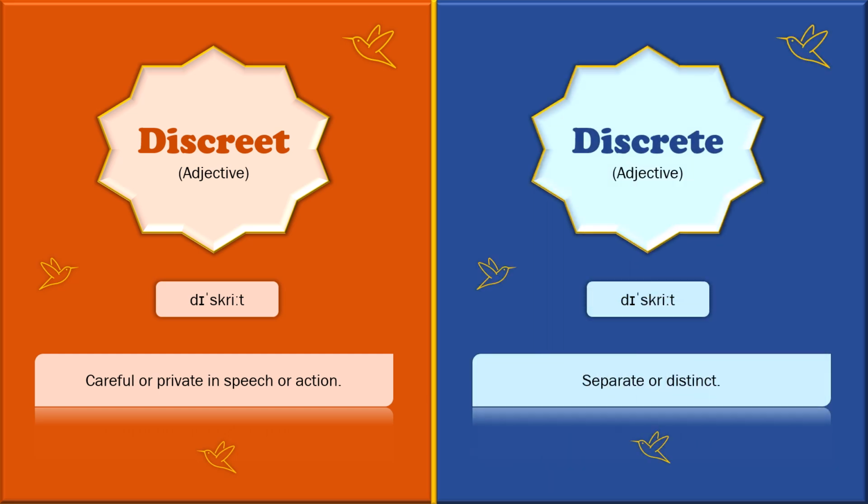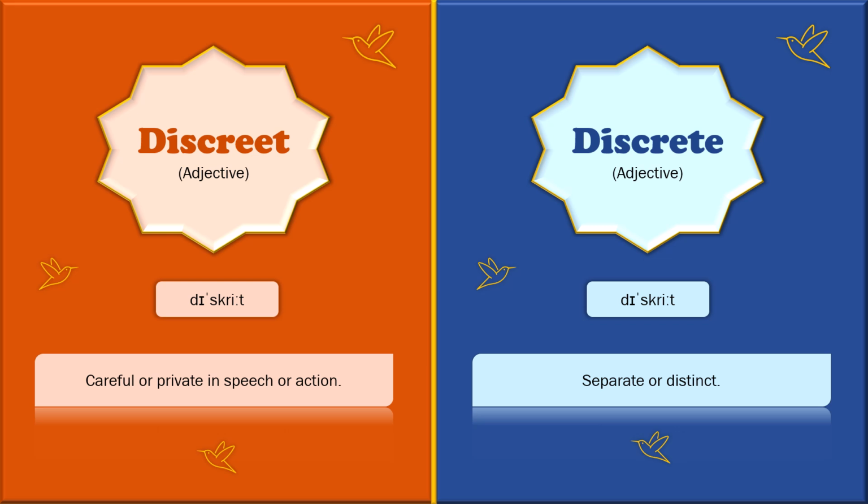Discreet and discrete. They may look and sound similar, but they're quite different. Discreet is an adjective that means careful, private, or tactful, like when you keep a secret or handle a sensitive situation. Discrete is also an adjective, but it means separate or distinct, like individual parts of a system. Even though the spelling is almost the same, one little letter changes everything.